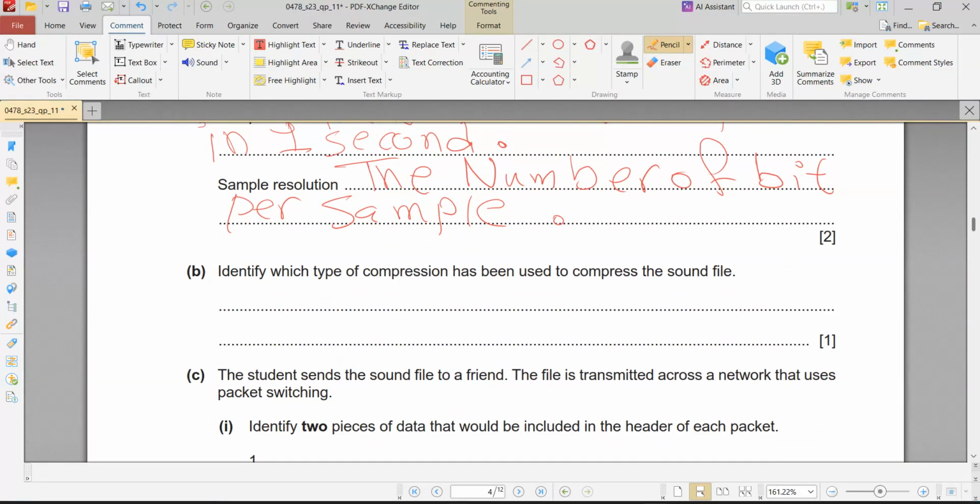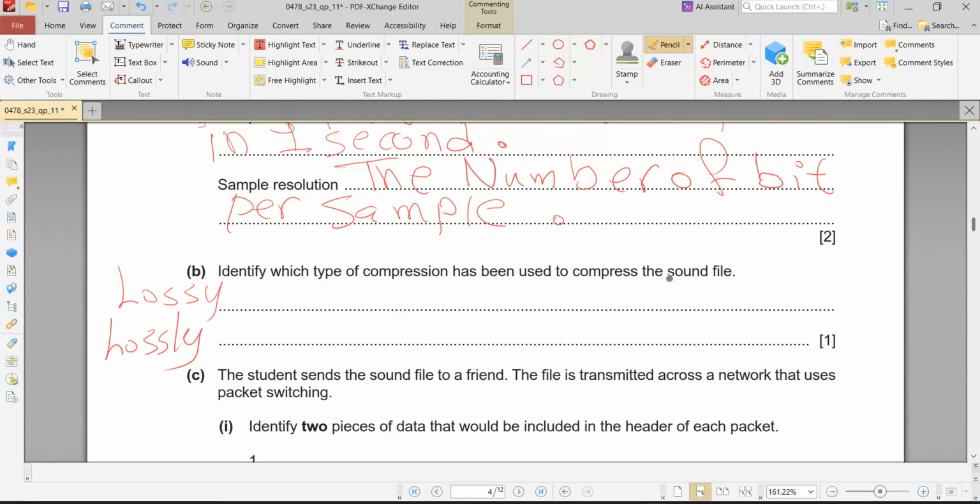In D, he says identify which type of compression has been used to compress the file size. To compress the file size, you have two types of compression. The first is lossy and the second is lossless. Lossy is reducing the file without retaining the original file, but lossless is fixing the problem of lossy.